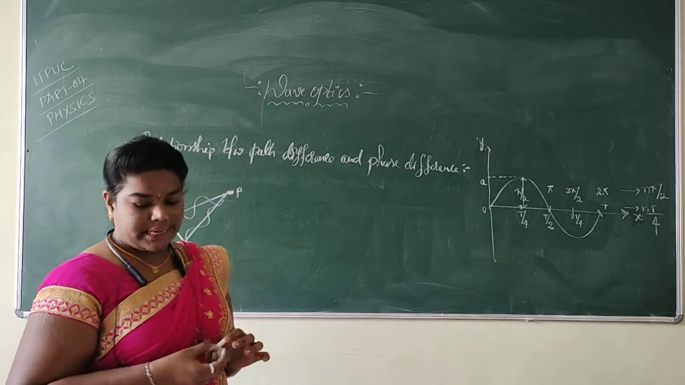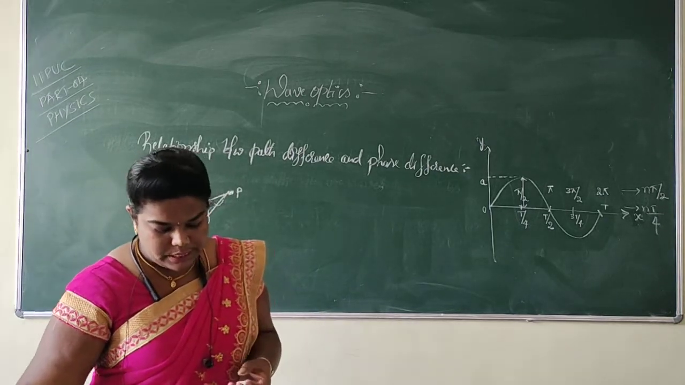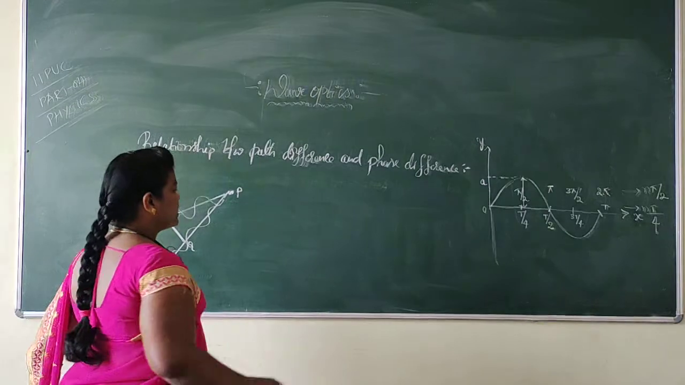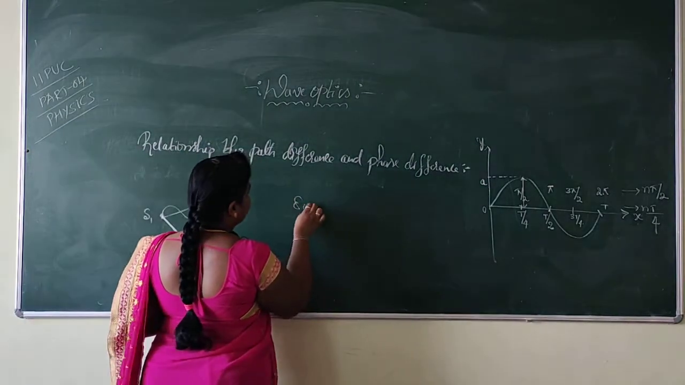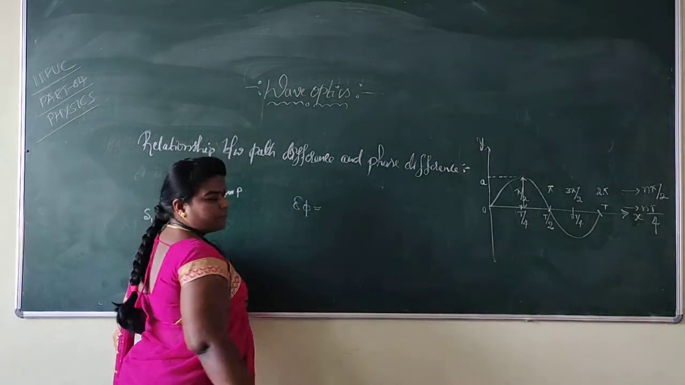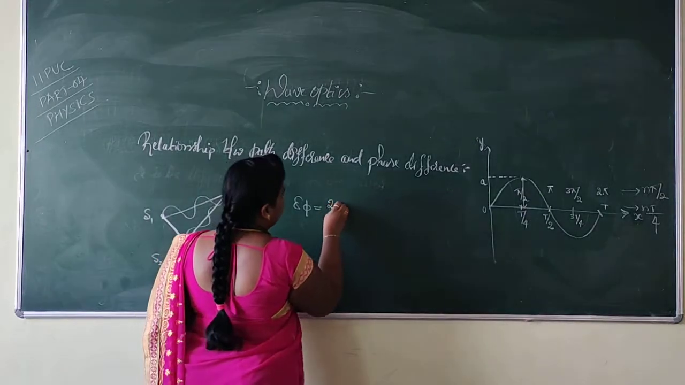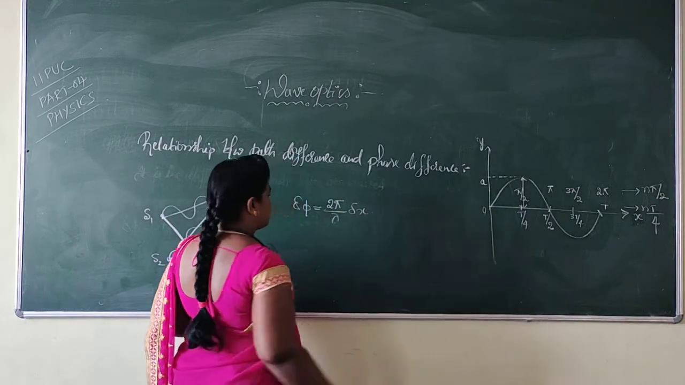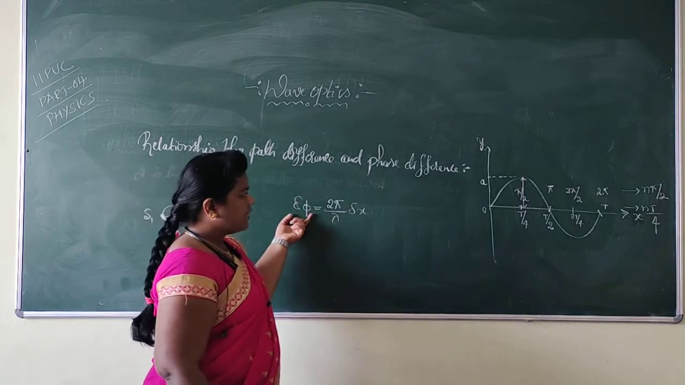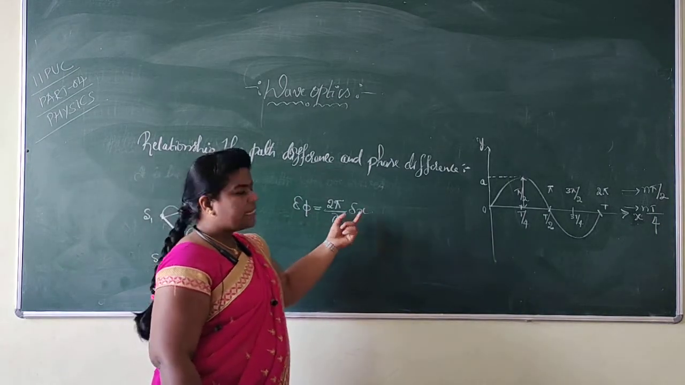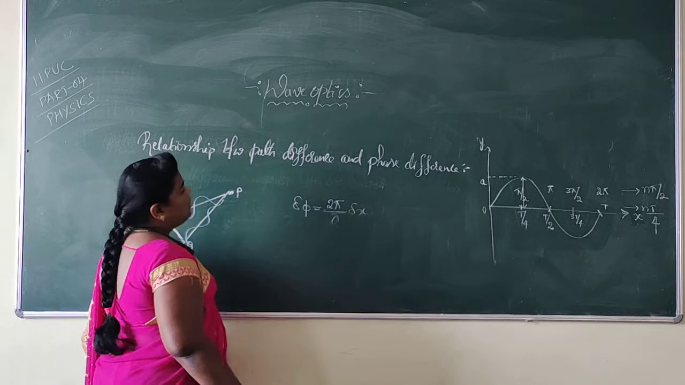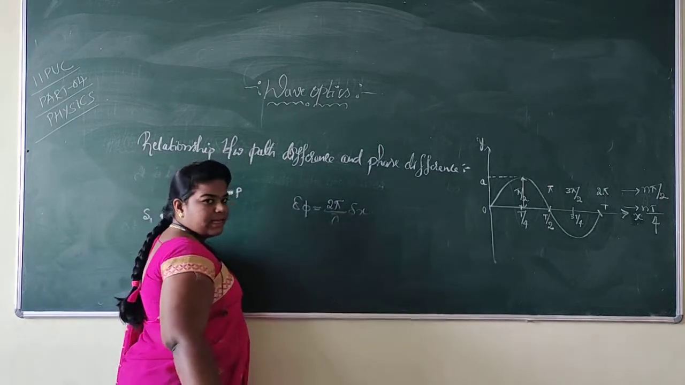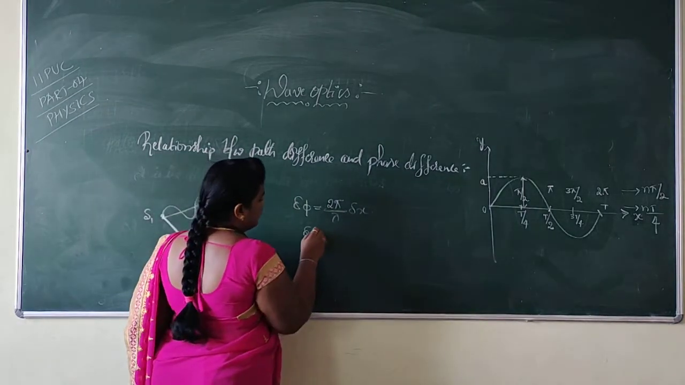My dear students, there is a direct formula to write. Just remember that formula for your examination. No need for derivation and all. The phase difference delta phi can be written as 2 pi divided by lambda into delta x, where delta phi is called the phase difference, delta x is called the path difference, and lambda is called the wavelength.